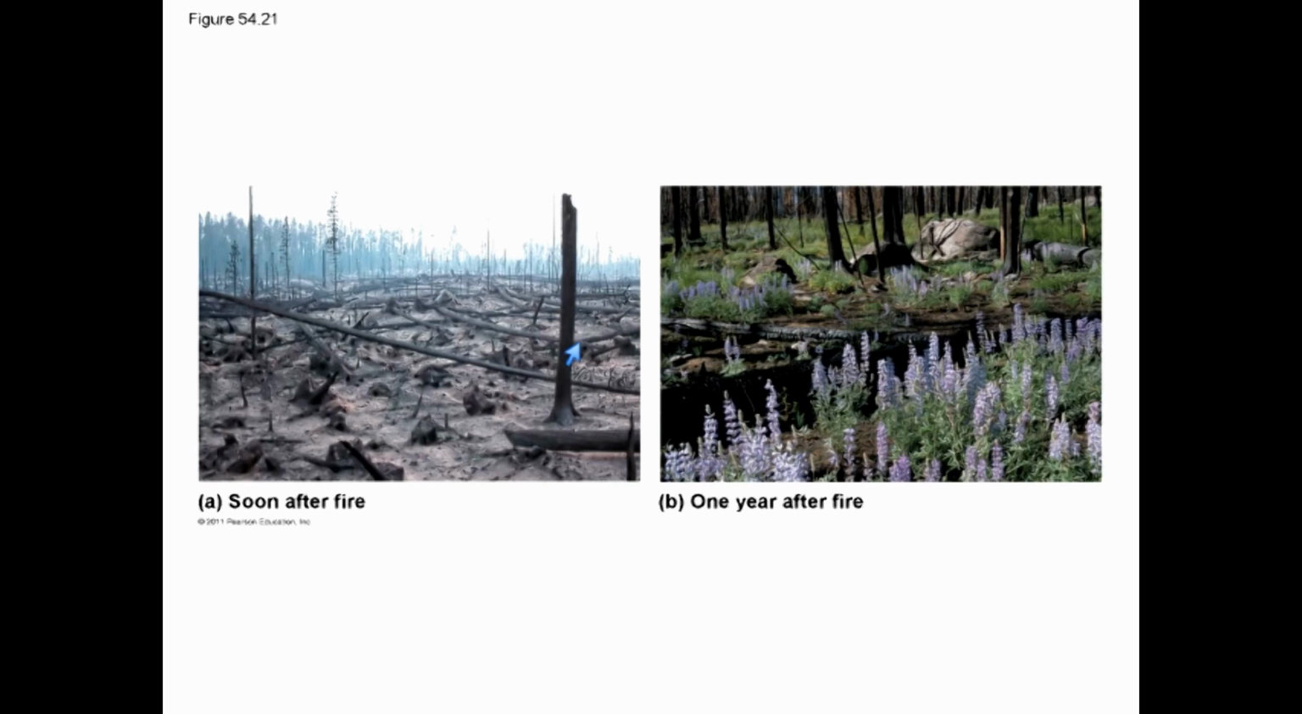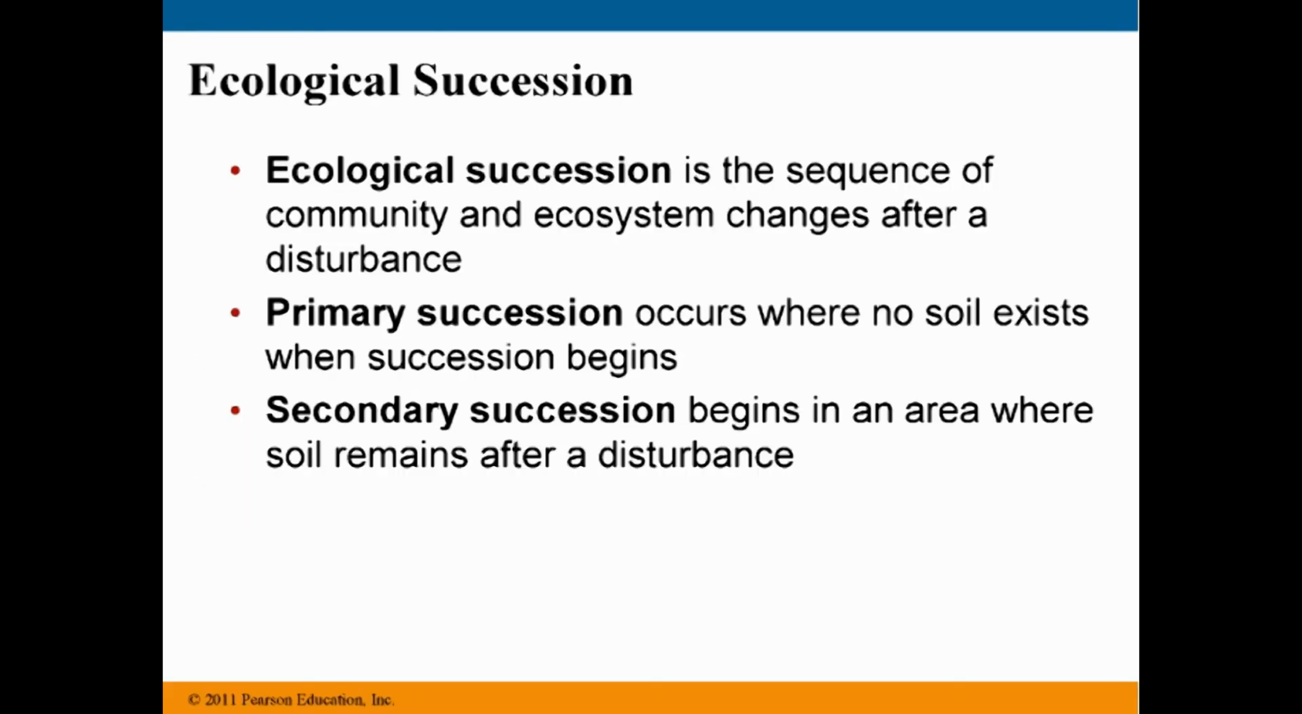Yellowstone is now considered to be non-equilibrium because, in essence, with this mass scale disturbance, almost all of the life was wiped out. Okay, and it really had to start from scratch again. It's coming back quite nicely.